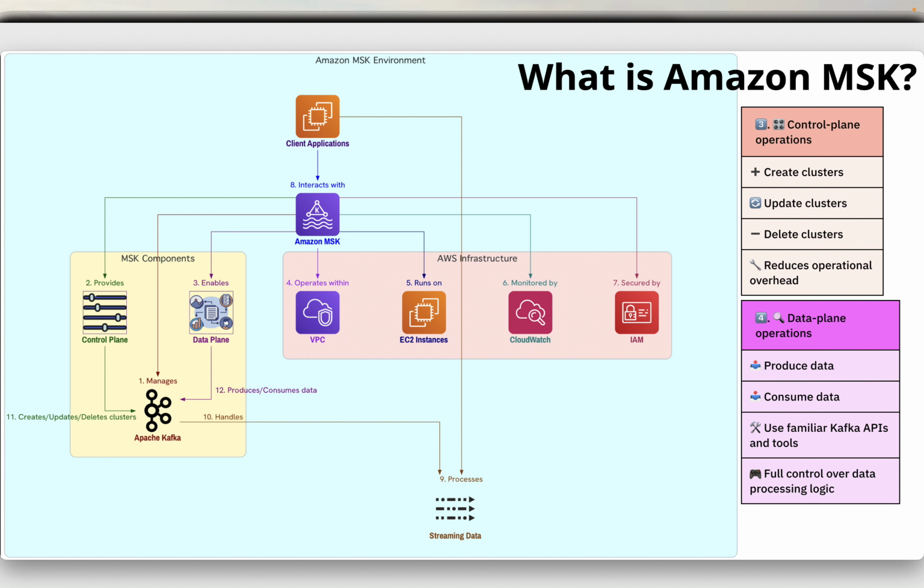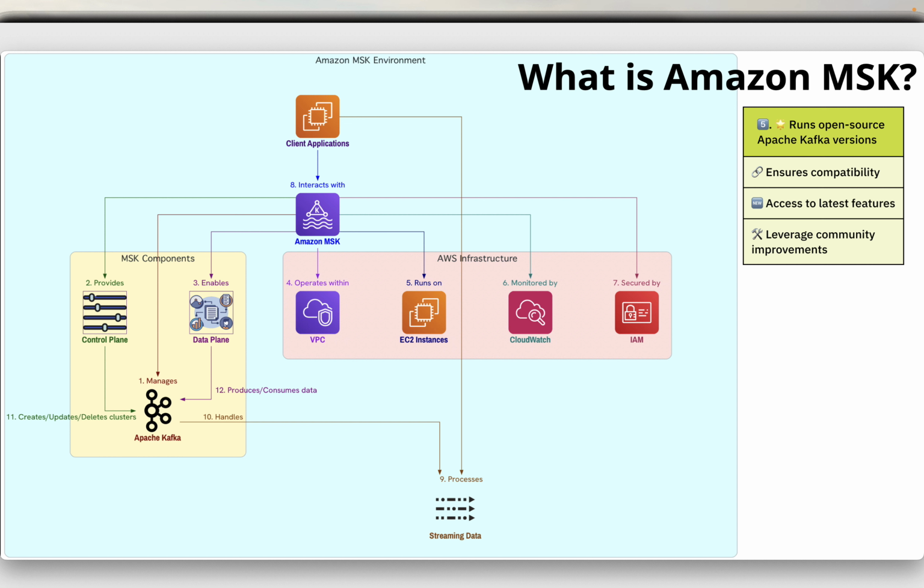While Amazon MSK manages the infrastructure, it still allows you to use Apache Kafka's native data plane operations. This means you can produce and consume data using familiar Kafka APIs and tools, giving you full control over your data processing logic.